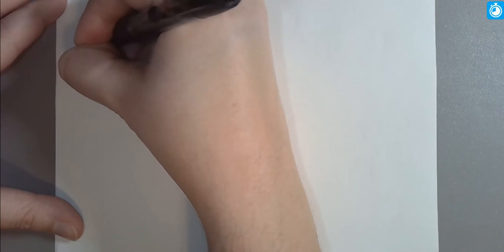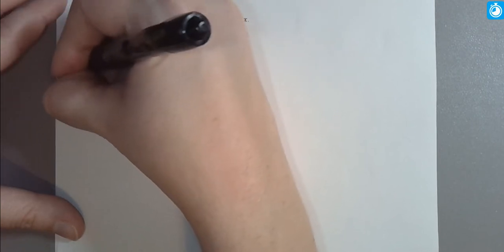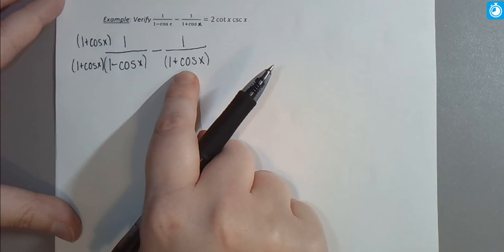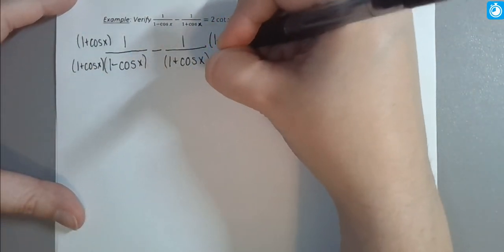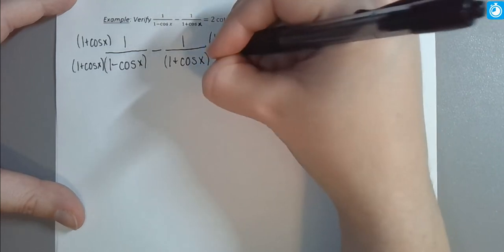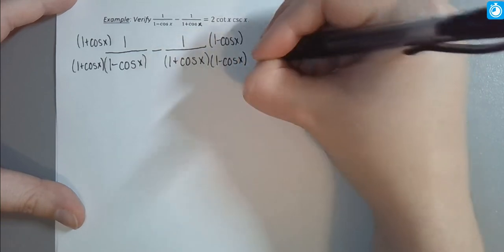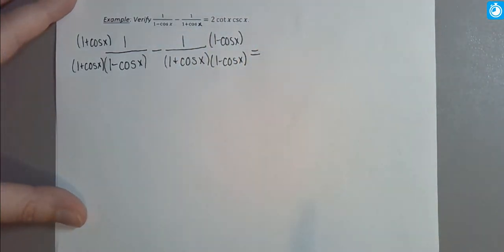So I'm going to multiply in the numerator and balance it by multiplying in the denominator by that factor that we're missing. Now in the second term, for that second ratio, I'm missing my 1 minus cosine, so I'm going to multiply on top and bottom by 1 minus cosine of x. And let's see where that leaves us.